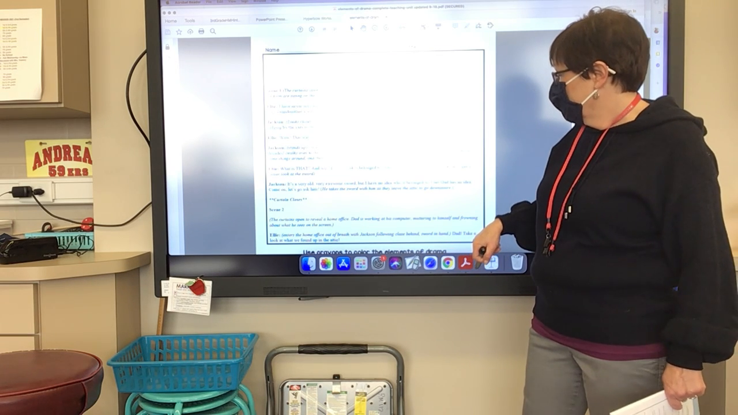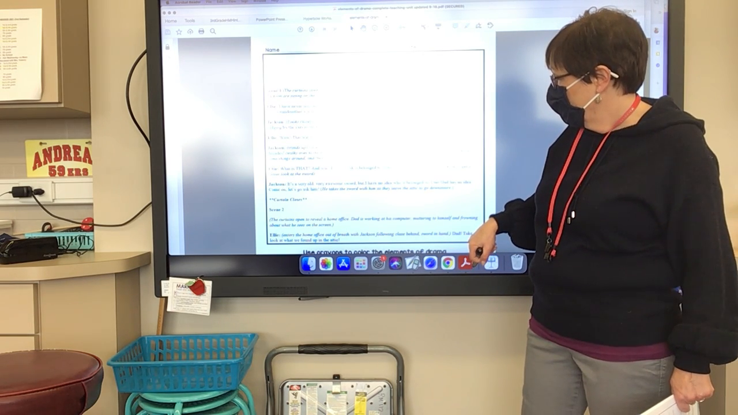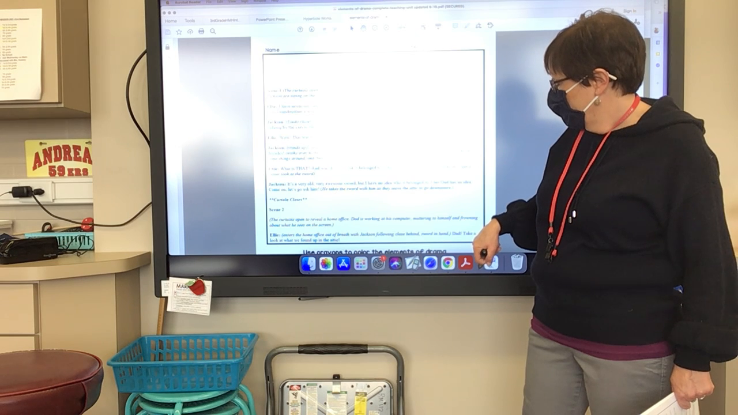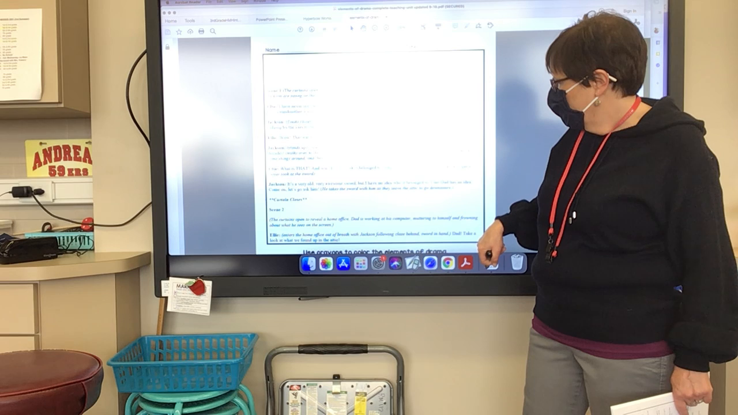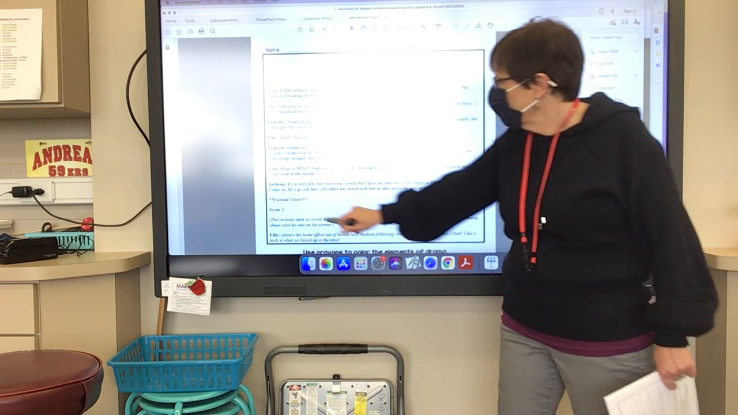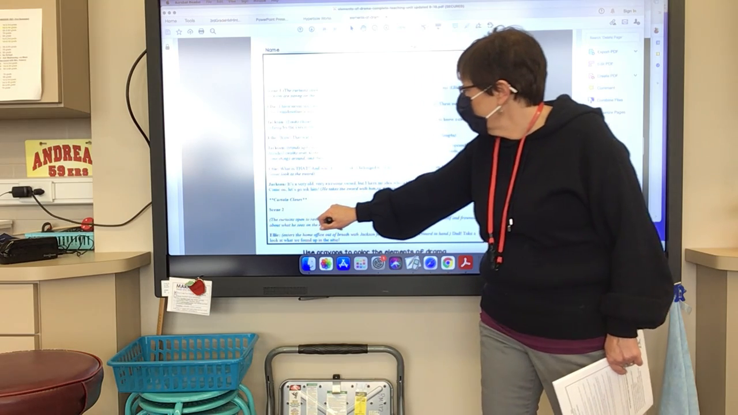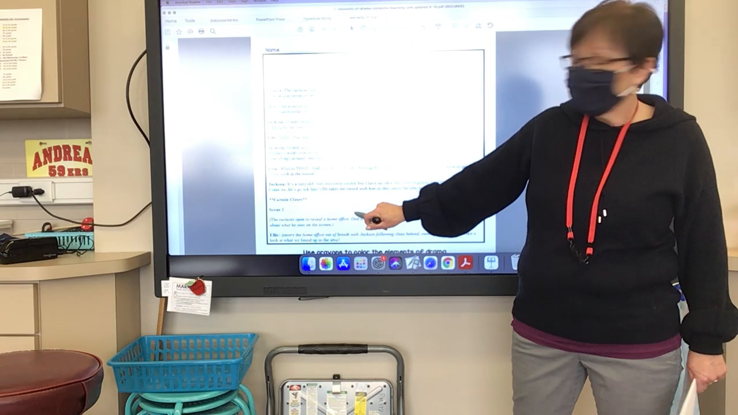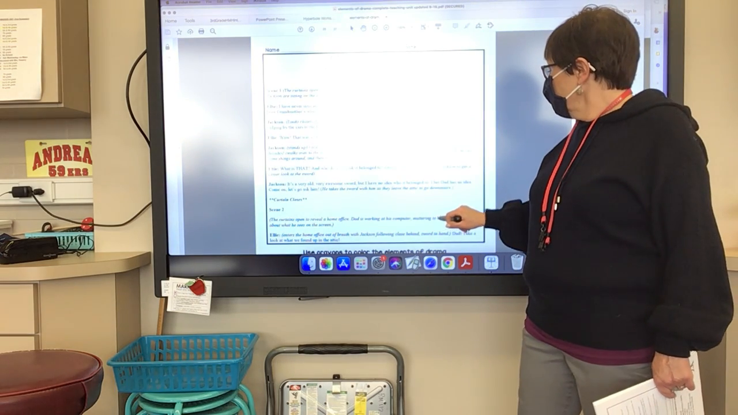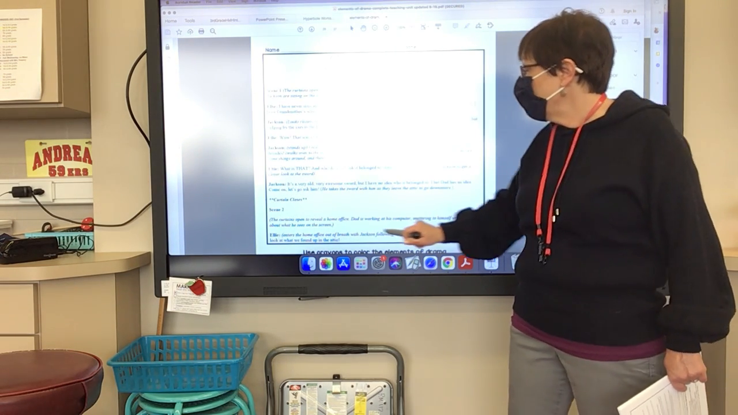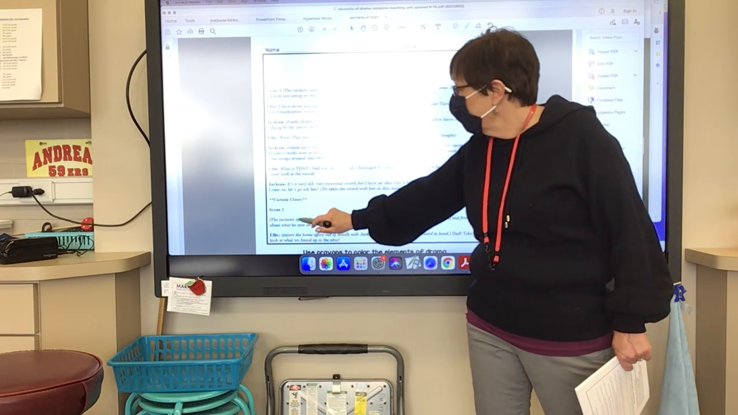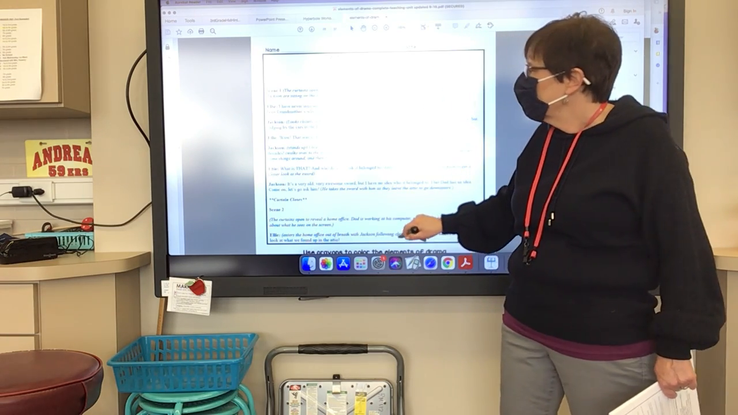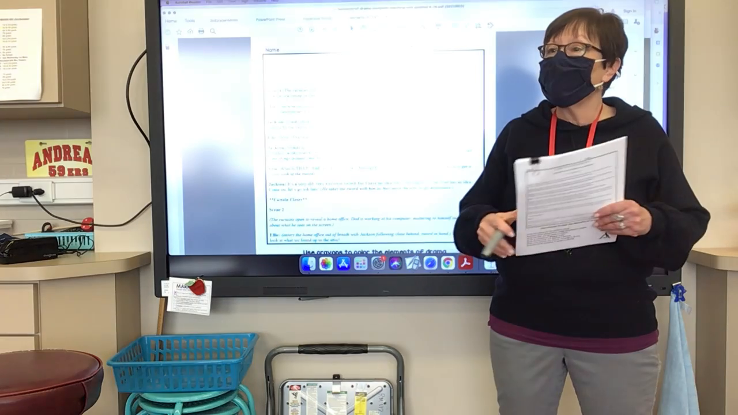The curtain opens to reveal a home office. Dad is working at his computer, muttering to himself and frowning about what he sees on the screen. Yes, right here in scene 2, the curtain opens to reveal a home office. Are you getting all this? Dad is working at his computer, muttering to himself and frowning about what he sees on the screen. So these should be underlined. What else? Ivy.